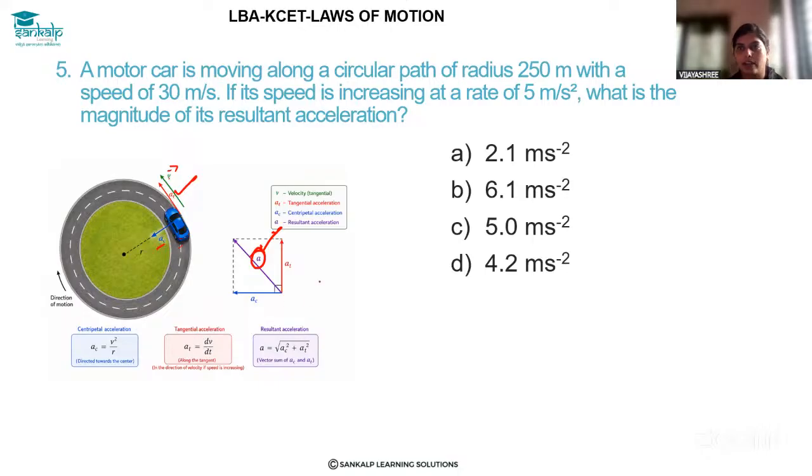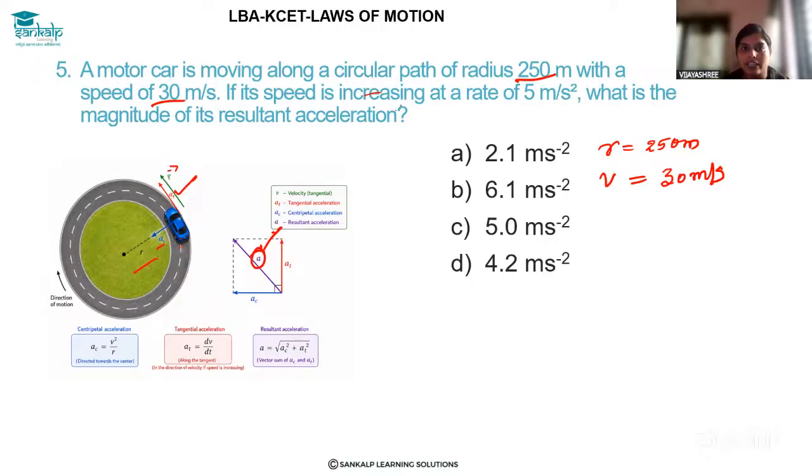Okay, so what we are given here, first let us try to write the given data. First, the radius of the circular path r is equal to 250 meter. So the radius is given as 250 meter, and the speed of the car is given as 30 meter per second. Radius 250 meter, speed is 30 meter per second, and tangential acceleration.